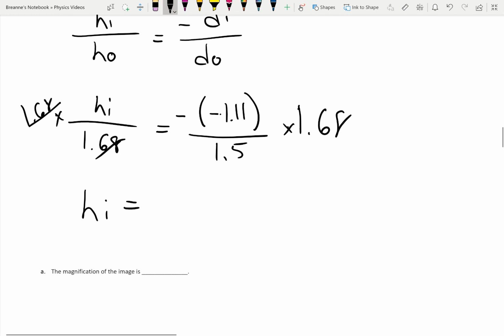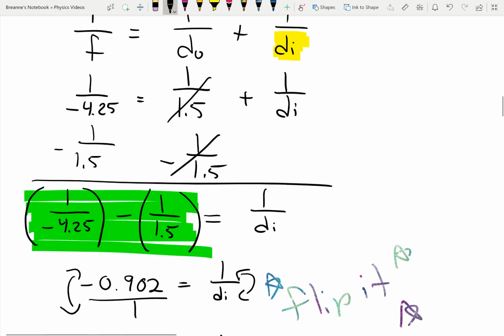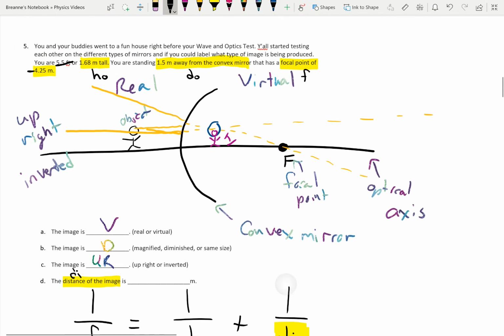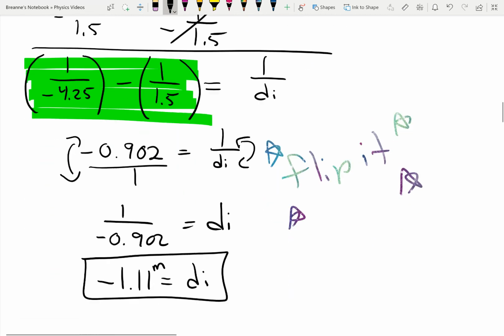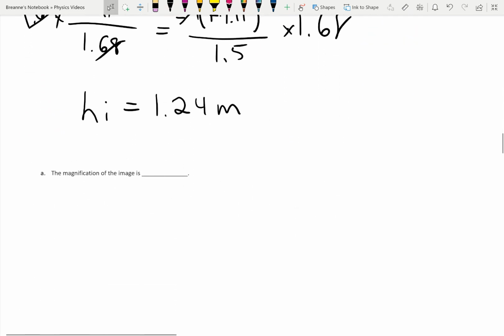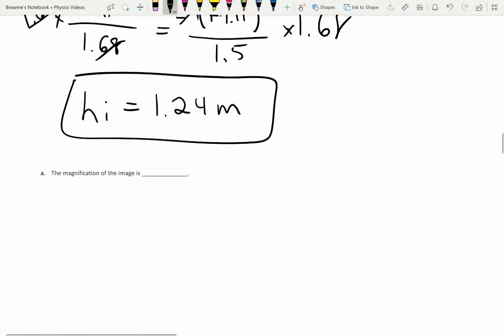So you can just plug that straight in. You can do negative, parentheses, negative 1.11. But if you know that a negative times a negative equals a positive, divided by 1.5 times 1.38, and that gives you a 1.24 meters. So let's see if that makes sense. You're standing 1.68, and it's supposed to be diminished, and we said that it's 1.24. It diminished. Woohoo! Makes sense.